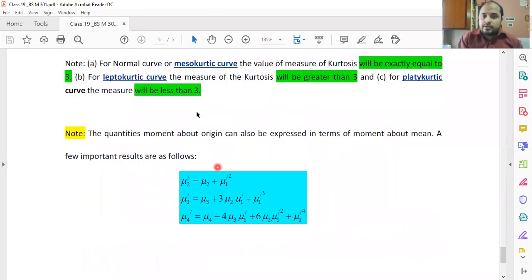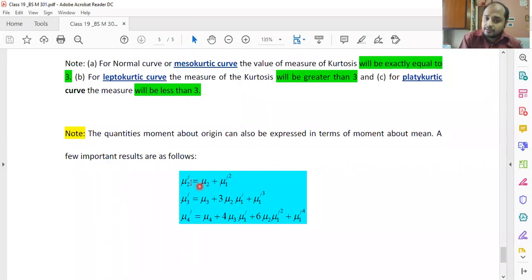And lastly, before I conclude my today's class, I have shown 3 results over here. You can see what is the difference of these results from the earlier one. The difference is that in these results, on the left hand side, the moments about the origin have been written: second moment about the origin, third moment about the origin, and fourth moment about the origin. The moment about the origin here has been expressed in terms of moments about the mean. I have written mu1 prime in all of these cases, because you know mu1 prime is the same as mu, so that will not be of much importance.